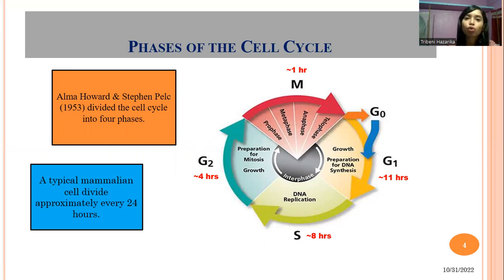The key molecular events that take place during the cell cycle are DNA replication or DNA synthesis and chromosome segregation. DNA replication or DNA synthesis occurs in the S phase, and chromosome segregation, which is a result of mitosis, occurs during the M phase of the cell cycle. It is the mitosis phase.